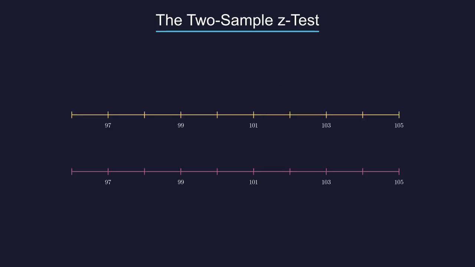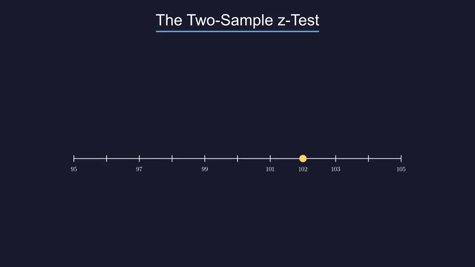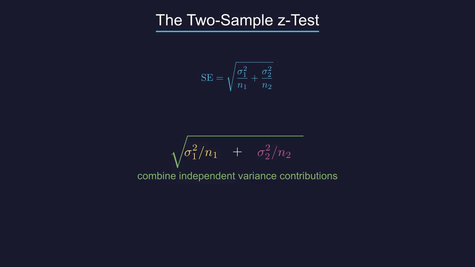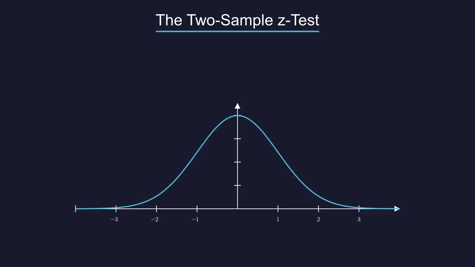Enter the two samples and known standard deviations. The sample means are 102 and 99 grams, so the observed difference is 3 grams. The known standard error is the square root of the sum of two terms: 3 squared divided by 5 plus 4 squared divided by 5, giving square root of 5, about 2.236. Therefore, z is approximately 1.342, and the two-sided p-value is around 0.18.